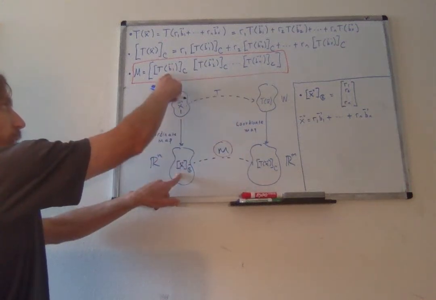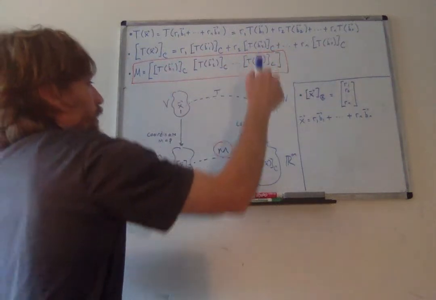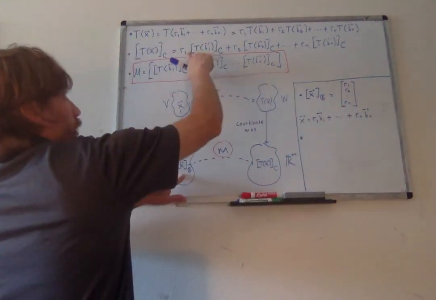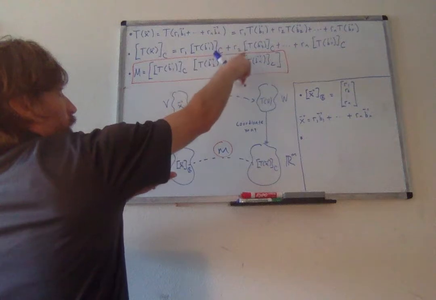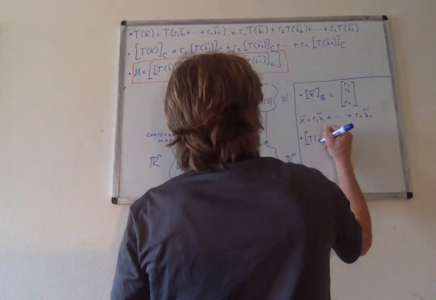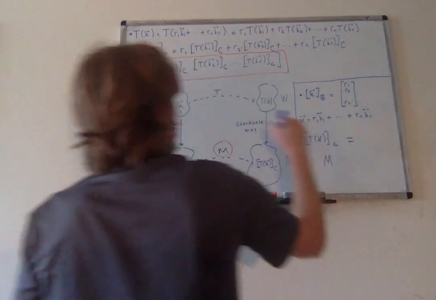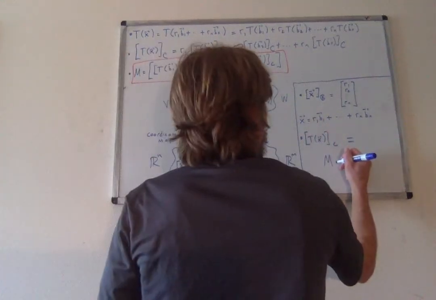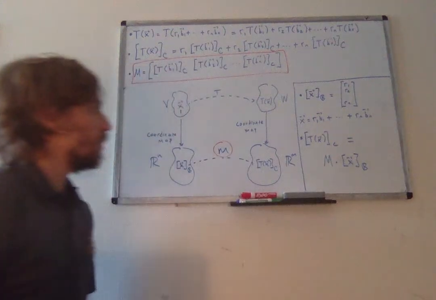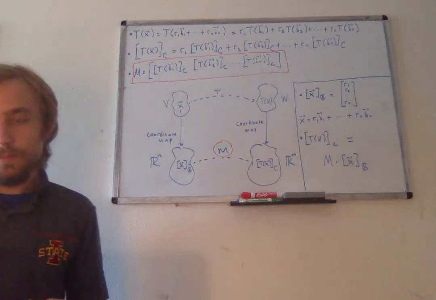So notice if I let M be the matrix whose columns are given by each of these numbered terms in order, then if you remember that x sub b is this vector, and look at each of the coefficients in this equation, by the definition of matrix multiplication, the C representation of T of x is equal to this matrix M, which I've defined like so, times the B representation of x.